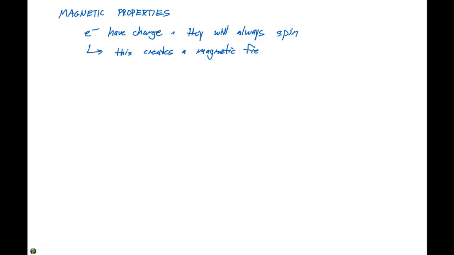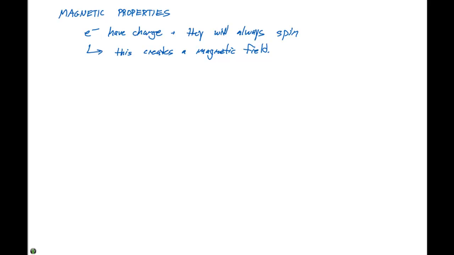The last topic we want to cover in this section is called magnetic properties. And what we can say about this is the following. Electrons have charge, and they will always spin. This creates a magnetic field.